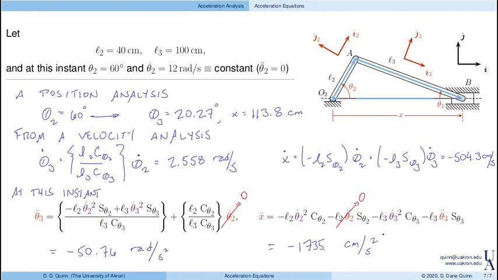So that's it. That's our introduction to acceleration. It's a lot of the same as before. We'll just take the velocity equations and take the derivative to find the acceleration equations, just like when we determined the velocity equations, we took the loop closure equation and took a derivative. So that's it. There'll be more to come. We'll do some examples. But this is our introduction to acceleration equations.